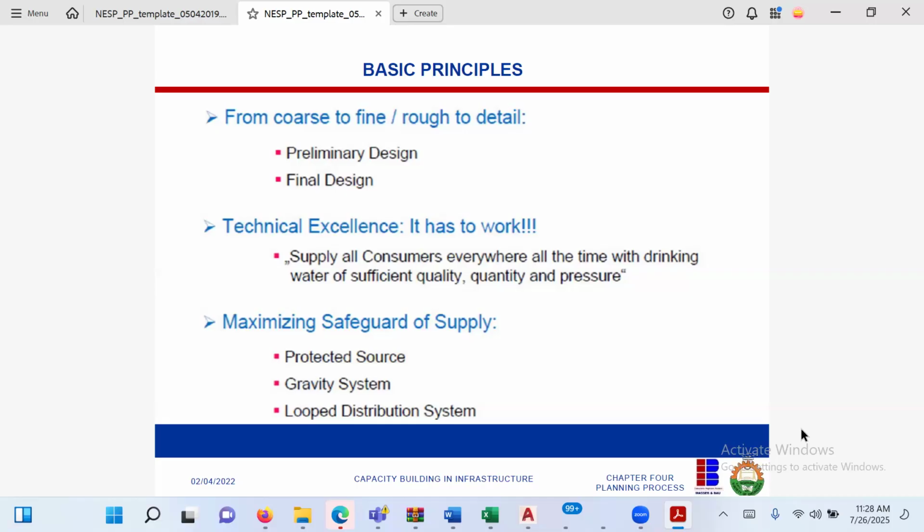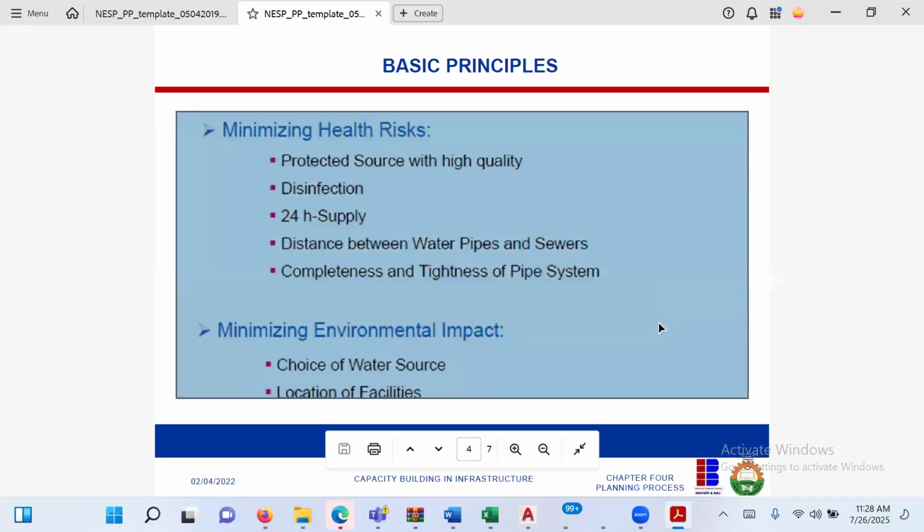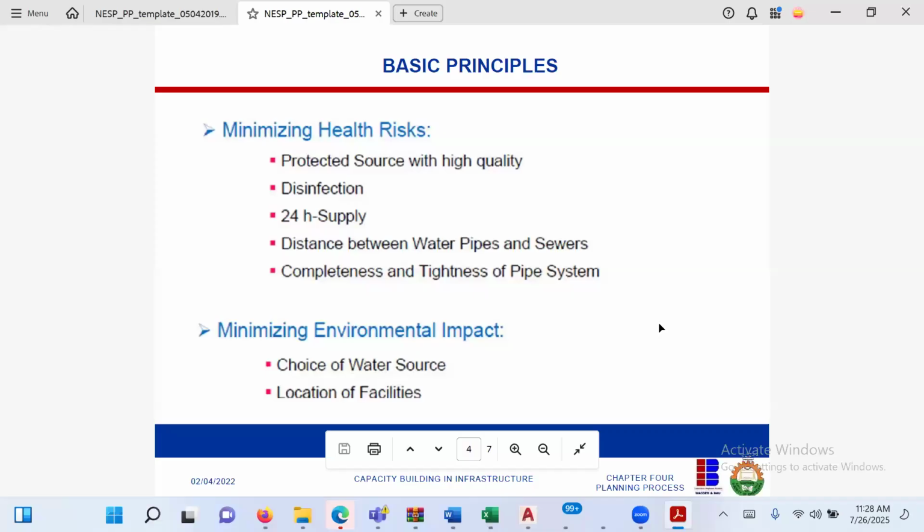Then you safeguard your supply by making sure you have a protected source, use a gravity system, and we advise you use a loop system. We have 2 systems in water design distribution network. We have a branch system and we have a loop system.